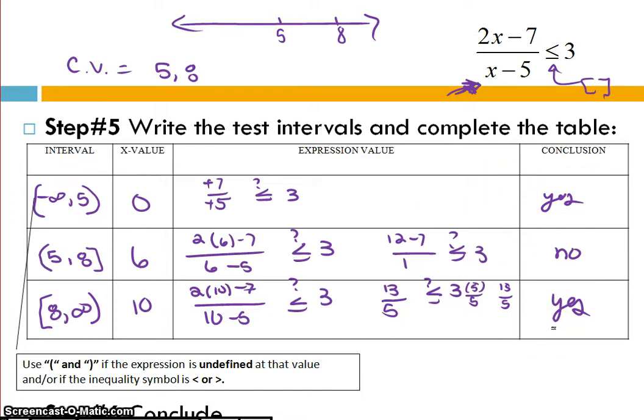Okay, so we're going to conclude. Where is our rational expression less than or equal to 3? Well, it's on those 2 intervals.